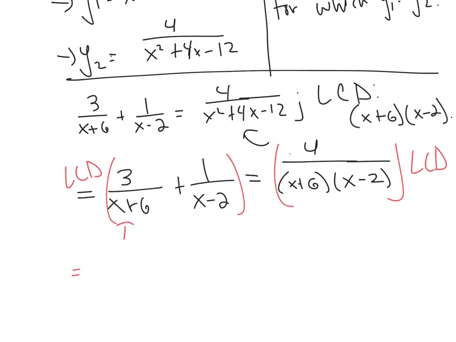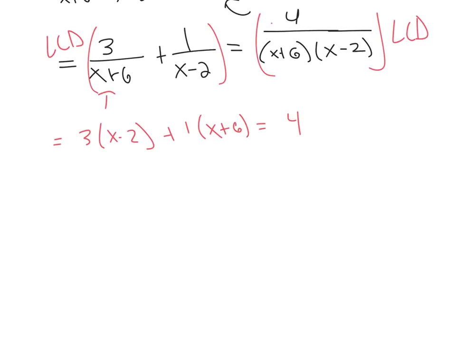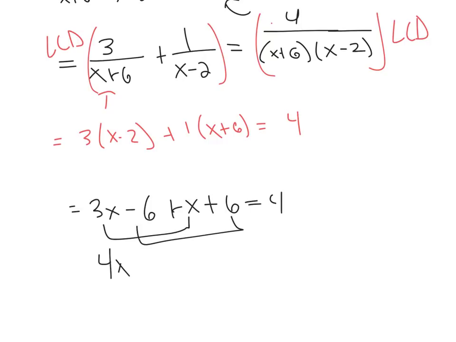So it's going to become 3 times x minus 2. This one will become 1 times x plus 6, because the x plus 6 was missing. Here, nothing was missing, so it just becomes a 4. Now we can solve this like any equation. 3 times x minus 2 becomes 3x minus 6 plus x plus 6 equals 4. Combining our like terms, 3x and x becomes 4x. Negative 6 and 6 becomes 0, all equal to 4. Divide by 4, final answer of x equals 1.